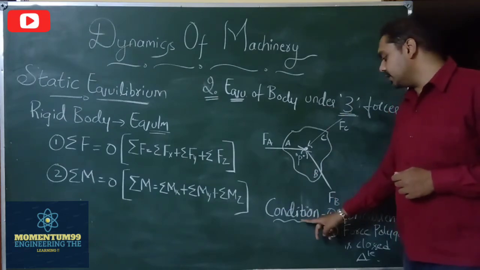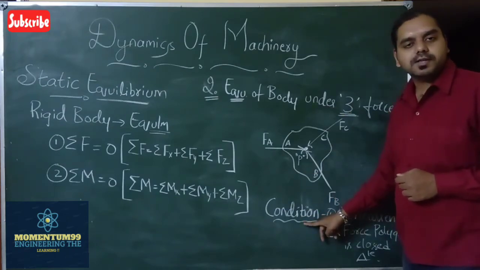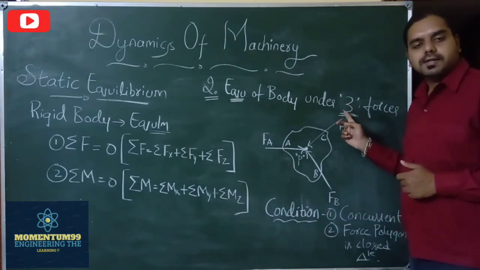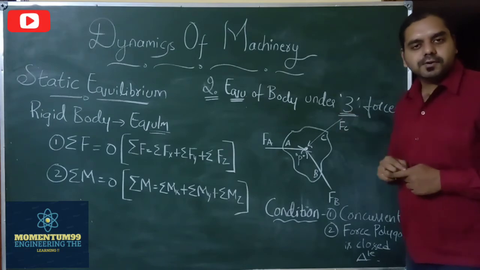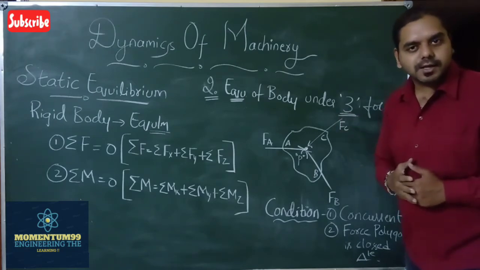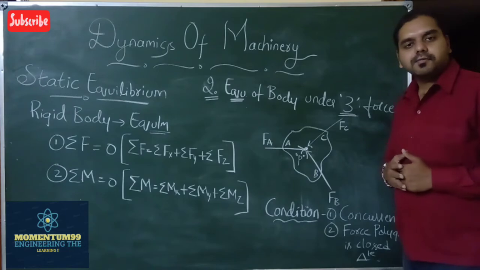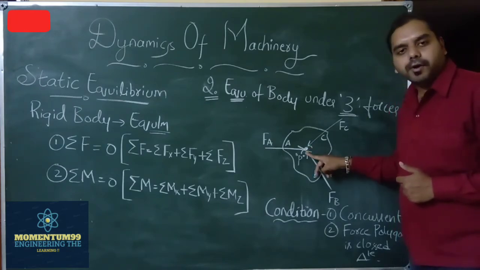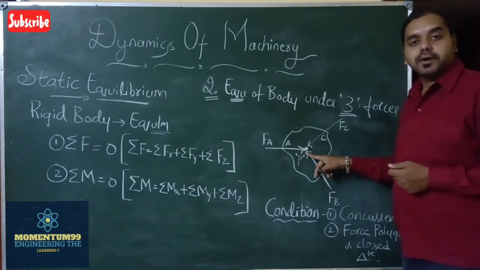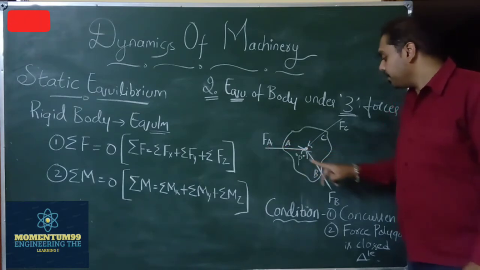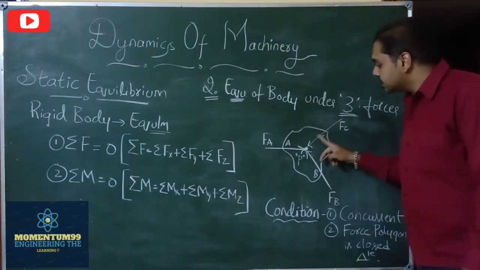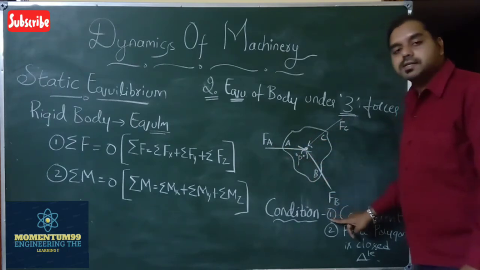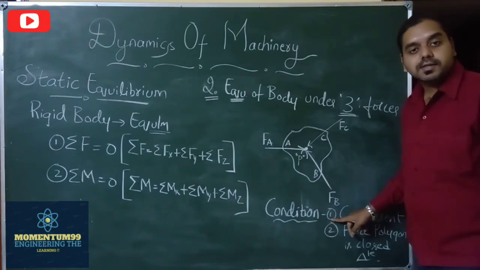There are certain conditions that need to be met when the body is said to be under static equilibrium. The first condition is that the three forces we are considering here need to be concurrent forces. What do we mean by concurrent forces? The forces whose lines of action meet at a particular point. We have three forces here, Fa, Fb and Fc. Since the lines of action of these three forces meet at the point P, the first condition is satisfied here. Now, moving on to the second condition.